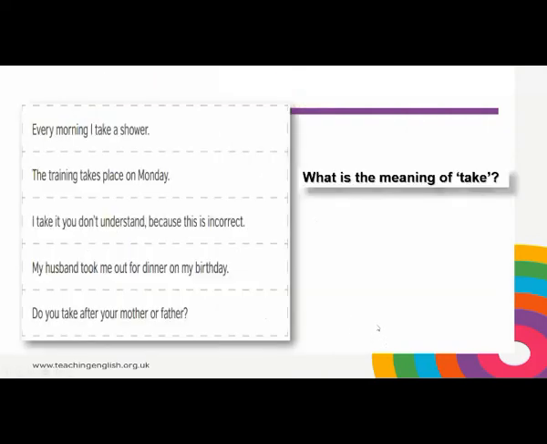Okay, next. So what is the meaning of the verb take in these sentences? Read them, and we want to discuss the meaning of the word take in these sentences.